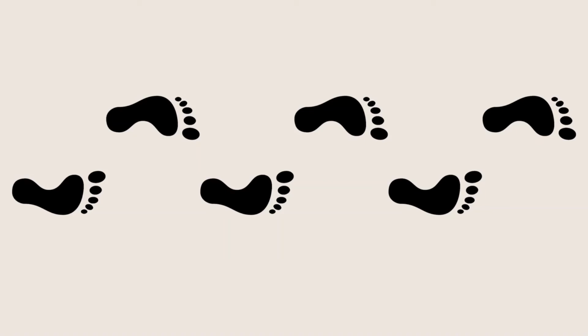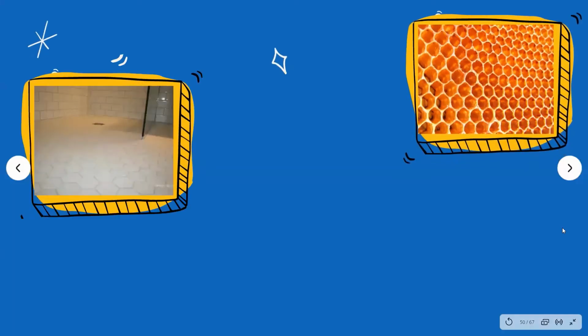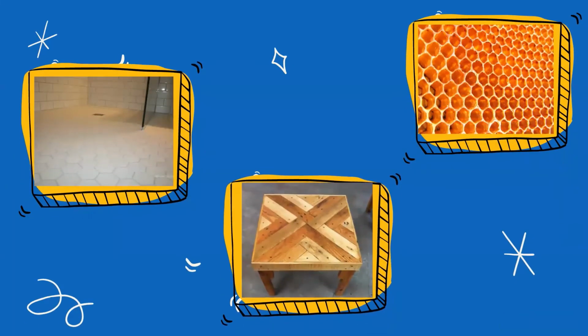How are these tessellations used by engineers and architects? Well, the thing is, you can see them almost everywhere. Take these for example. On the top right, you see a honeycomb. On the left, you can see a floor tile. And at the bottom, you can see a table.